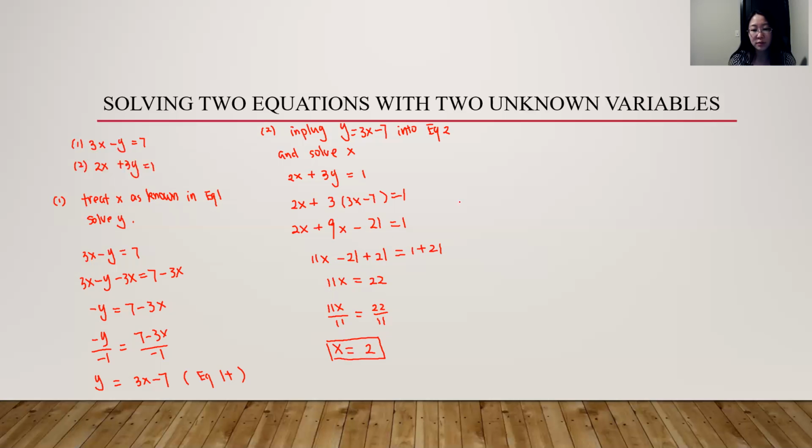So after we find the value of x, we're going to plug it in. That's our third step. Plug x equals 2 into equation 1 plus, and we can solve for y. So y equals 3x minus 7, with x equals 2. So 3x is 6, minus 7 is negative 1. So the solution for this two-equation system is x equals 2 and y equals negative 1.